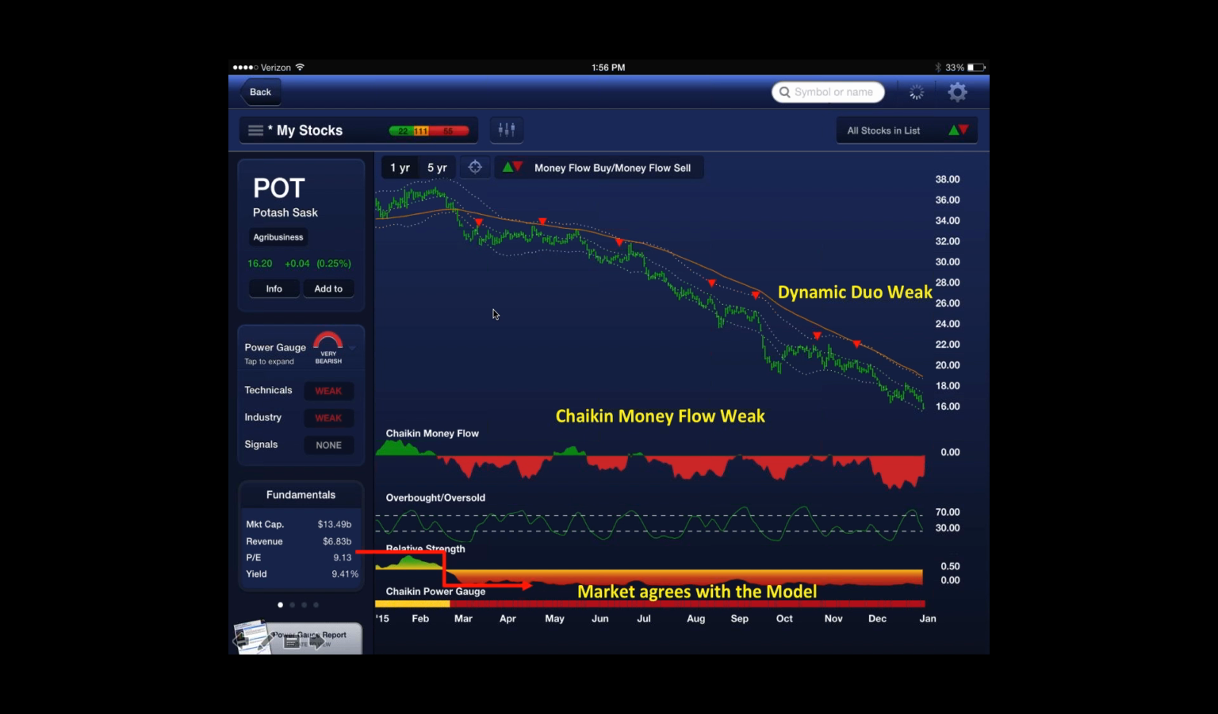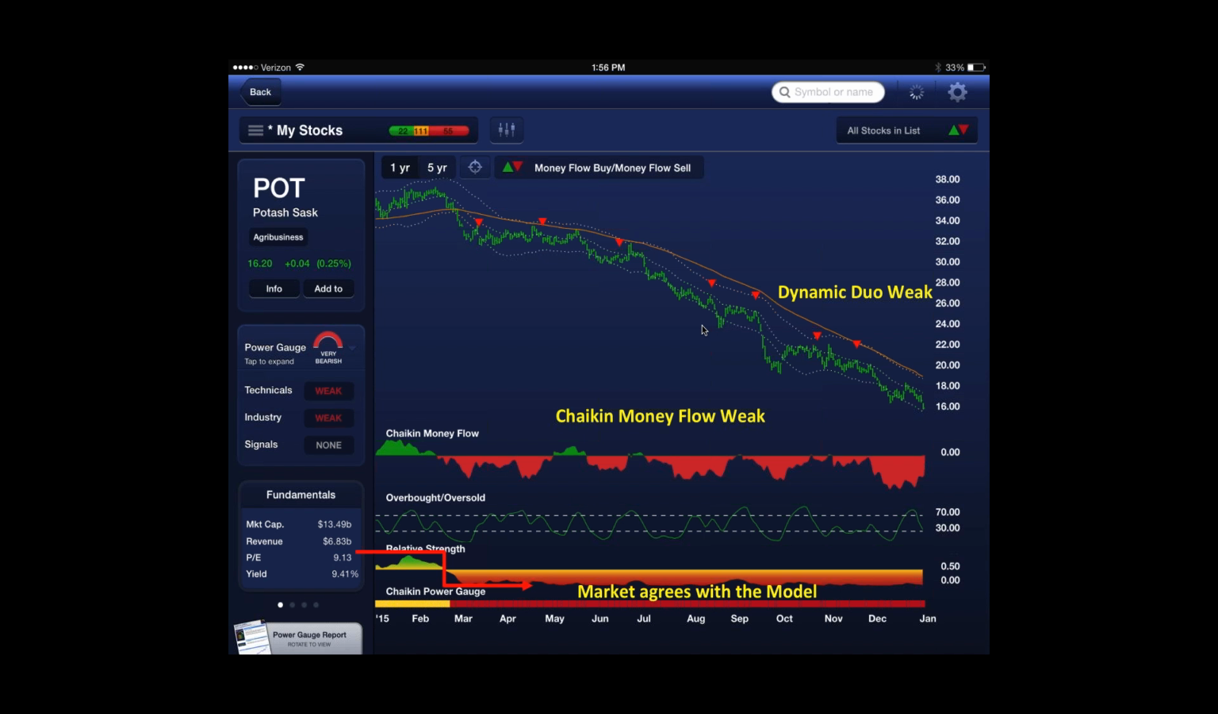Institutions were already selling the stock, and along the way we kept getting these money flow sell signals. Now, what is a money flow sell? It's a stock with a bearish power gauge rating, so we've already put the wind at your back, that moves above a short-term moving average at a point in time that it's been underperforming the market and then drops below that moving average. Think 8-day exponential average. Moves above it, drops below it, money flow sell signal.